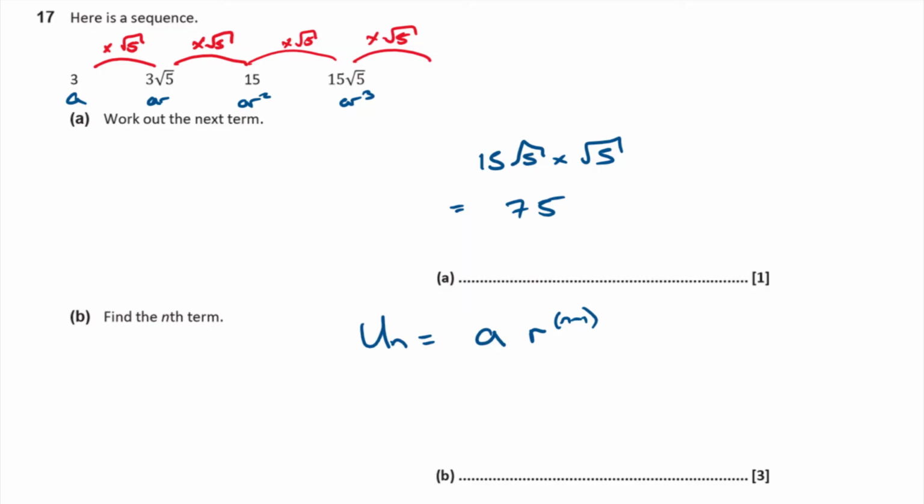And then the next term, you're going to get a times r to the power of 2 minus 1, a r to the power of 1, and for the third term, you're going to get ar squared, and so on. So that does work. So then we worked out that a then, what's a? A is 3, isn't it? The first term is 3. And the common ratio is root 5. So it's 3 lots of root 5 to the power of n minus 1. That's going to be the nth term.